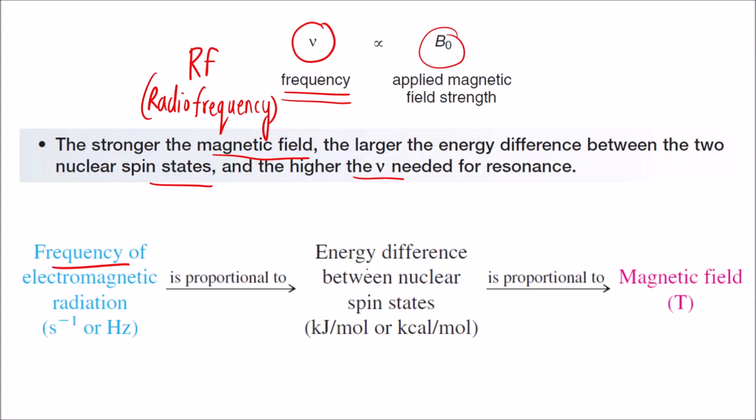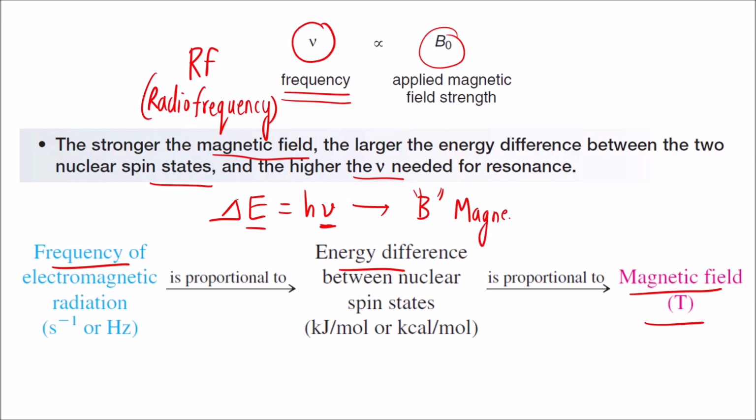So frequency is directly proportional to the energy, and energy is in turn proportional to the magnetic field. We know E is equal to h nu, that is, energy is directly proportional to the frequency. And this energy difference delta E depends on the magnetic field B of the instrument. In the next video we'll see what is the exact instrumentation of the NMR machine.